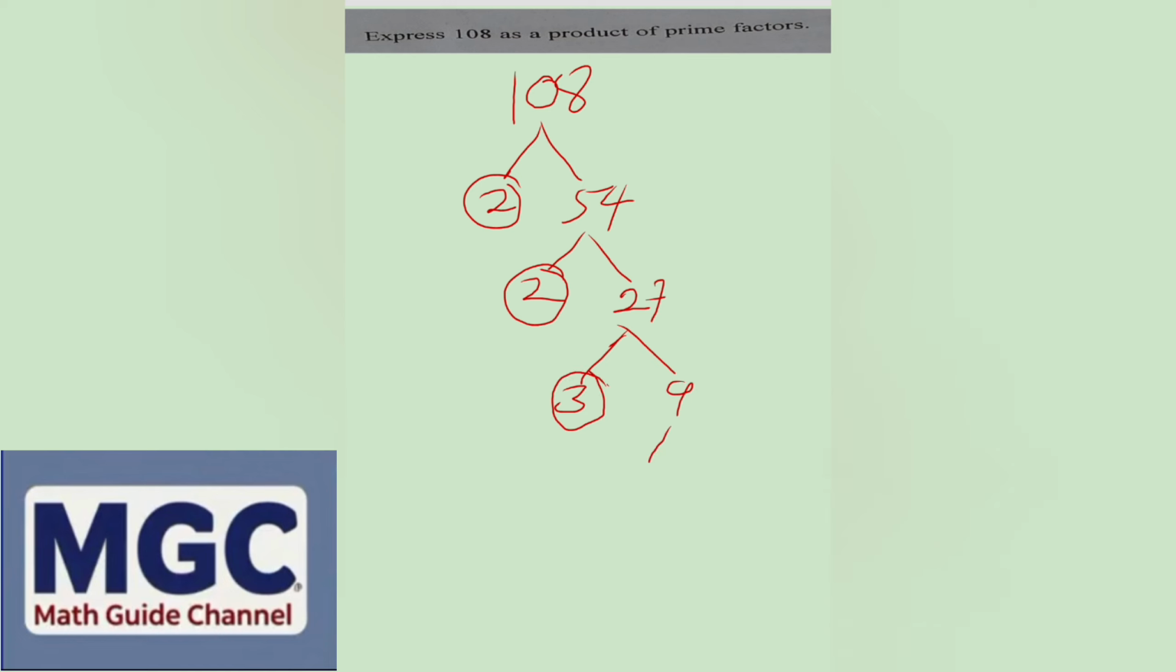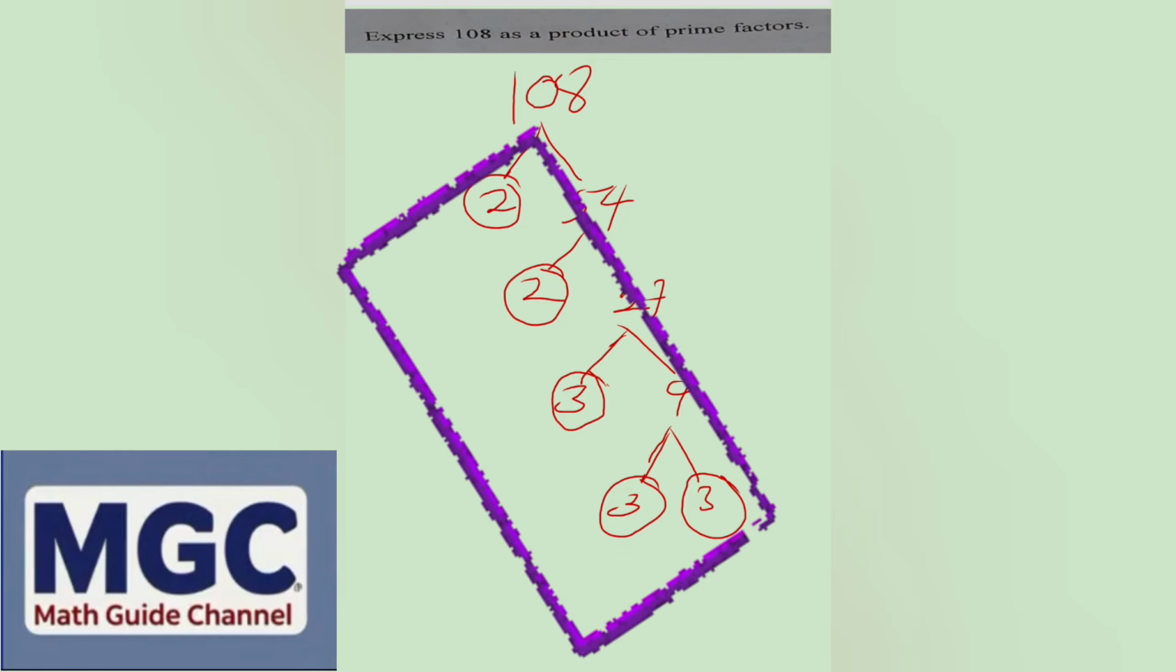Then lastly, we look for another prime number that can enter into 9. So 3 can enter again. So we multiply 3 by 3 and that will give us 9. Good. So now that all the numbers have been simplified using prime factors, as you can see on the factor tree, all the numbers have been circled. That's 2, 2, 3, 3, 3. They are all prime numbers.